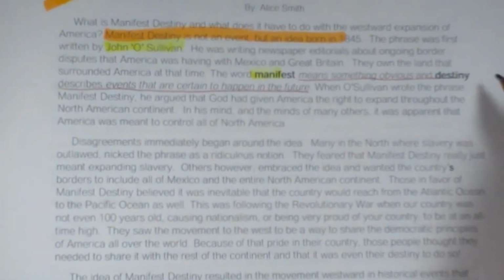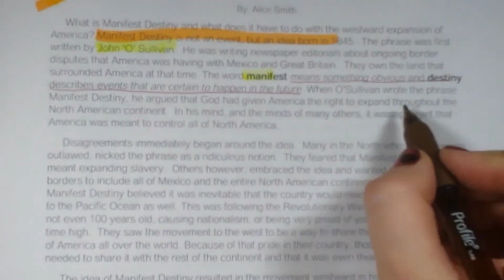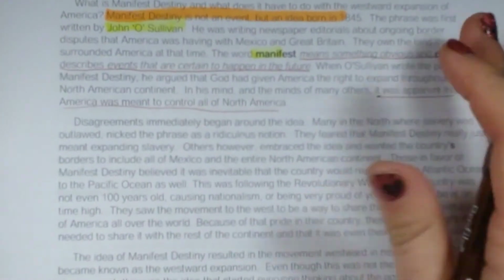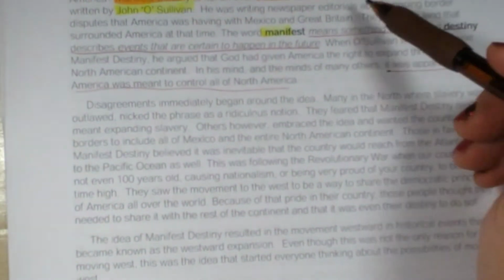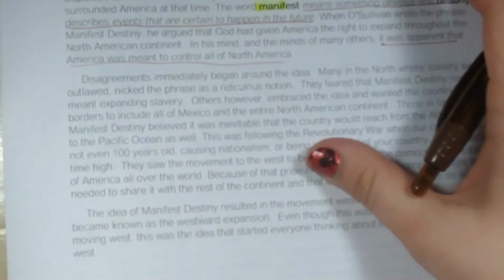When O'Sullivan wrote the phrase manifest destiny, he argued that God had given America the right to expand throughout the North American continent. In his mind and the minds of many others, it was apparent that America was meant to control all of North America. So that was the idea of manifest destiny. I think that's important: what it was, when it was, who created it, and what it means. I think that's really important for my essay, so I'm going to mark that.